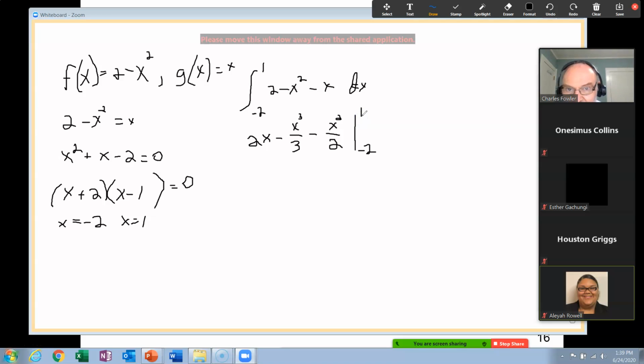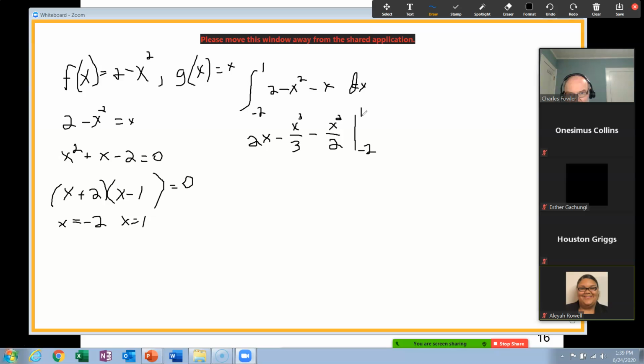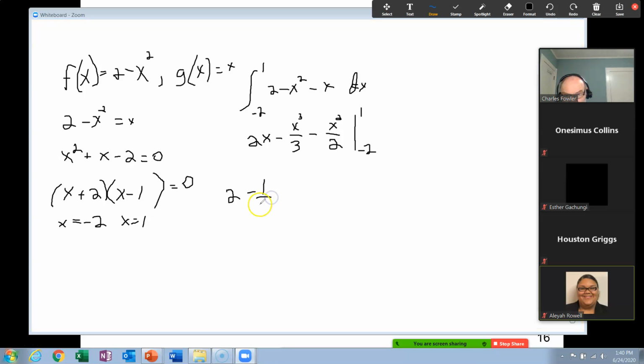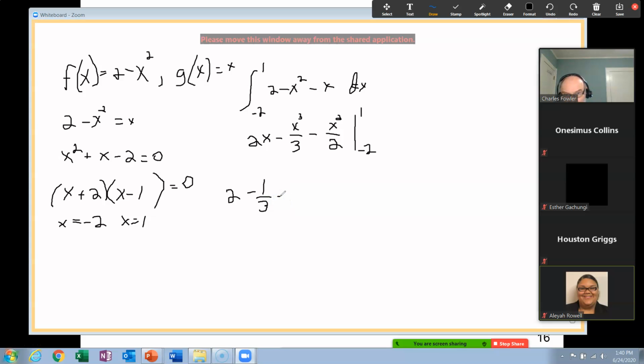Okay, now, in this problem, remember the ones are done first, and then you subtract when you put a -2 in. Watch those signs. They're only there to trip you up. Don't let them do it. So let's put a 1 in there first. 2 times 1 is 2, minus 1 cubed is 1 over 3, so 1/3, minus 1 squared is 1 over 2, so 1/2.